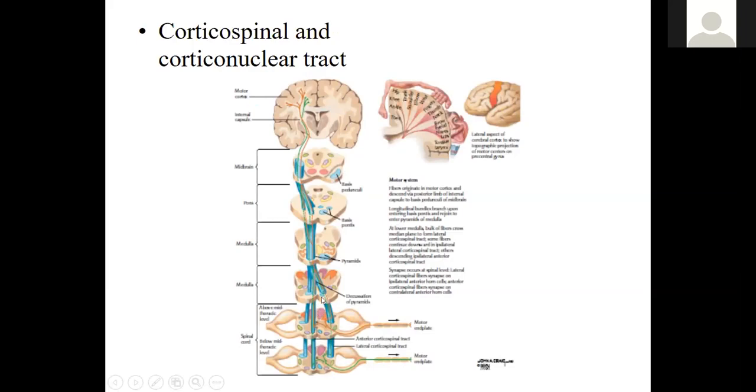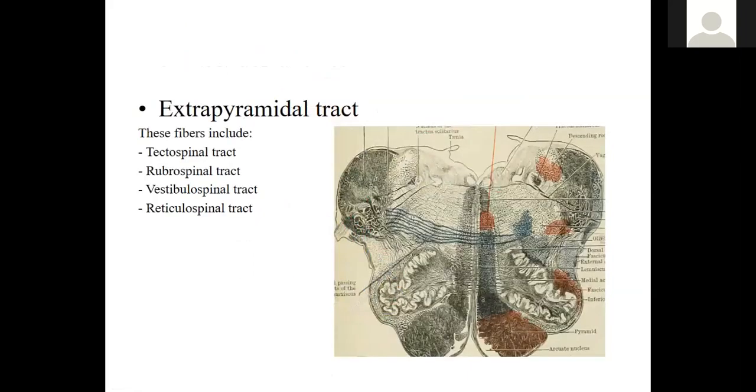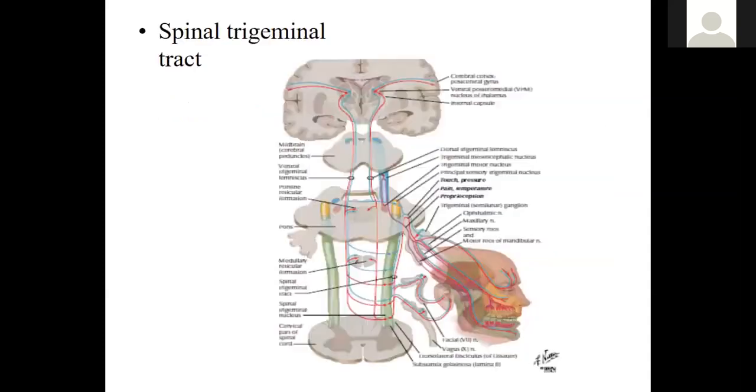This part is the corticospinal tract, which reaches the medulla oblongata, and then the majority of this tract will cross the midline to the contralateral hemispinal white matter, contralateral cord, and then the remaining fibers will go down on the ipsilateral side and then send contralateral fibers to reach the motor nuclei of the spinal nerves. We have the extrapyramidal tract, which includes the tectospinal tract, the rubrospinal tract, vestibulospinal tract, and the reticulospinal tract.